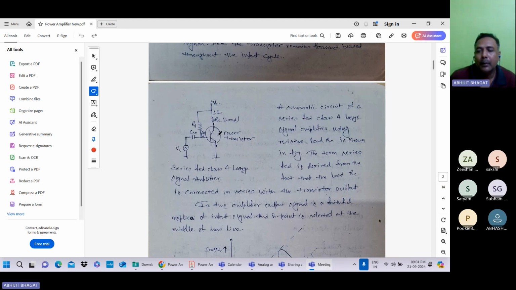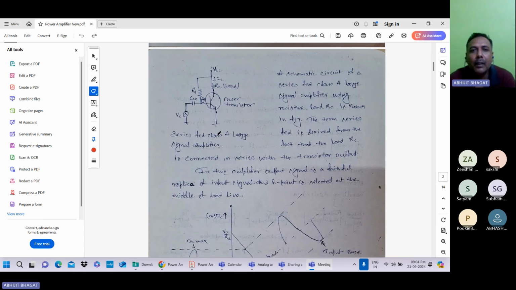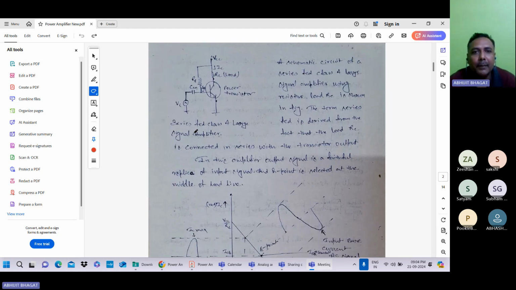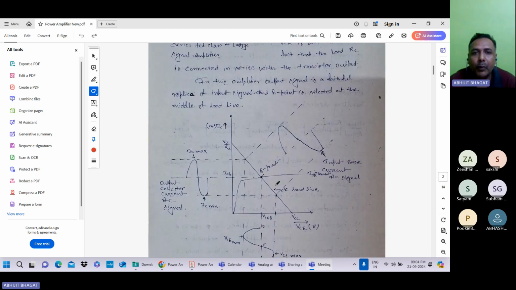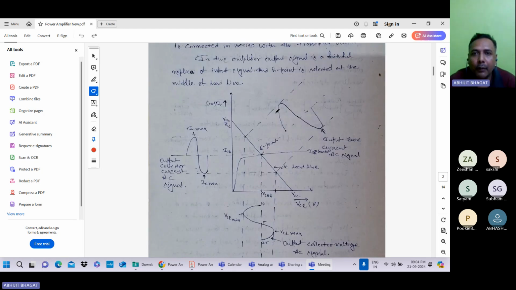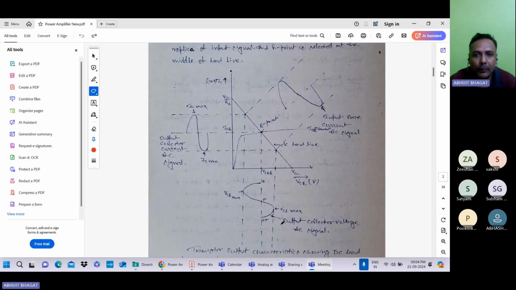Whatever we see in the class A series fed power amplifier, this is the waveform. This one is the input waveform, and this is the output waveform. This is the current waveform, and this is the voltage output waveform.